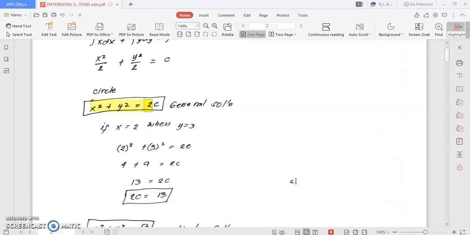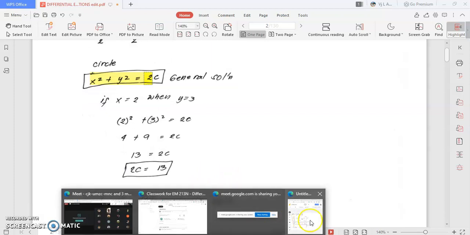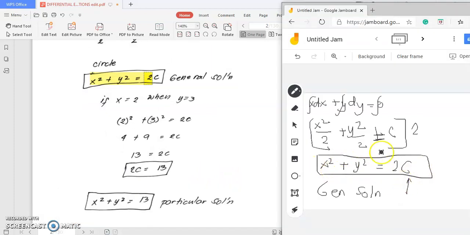Each circle has a different particular solution. They have the same general solution or general equation of a circle, but they differ because they have different particular solutions. Let's say that this circle passes through the point 2, 3. So what will be our particular solution? Let's try to solve. From here we have this general solution.